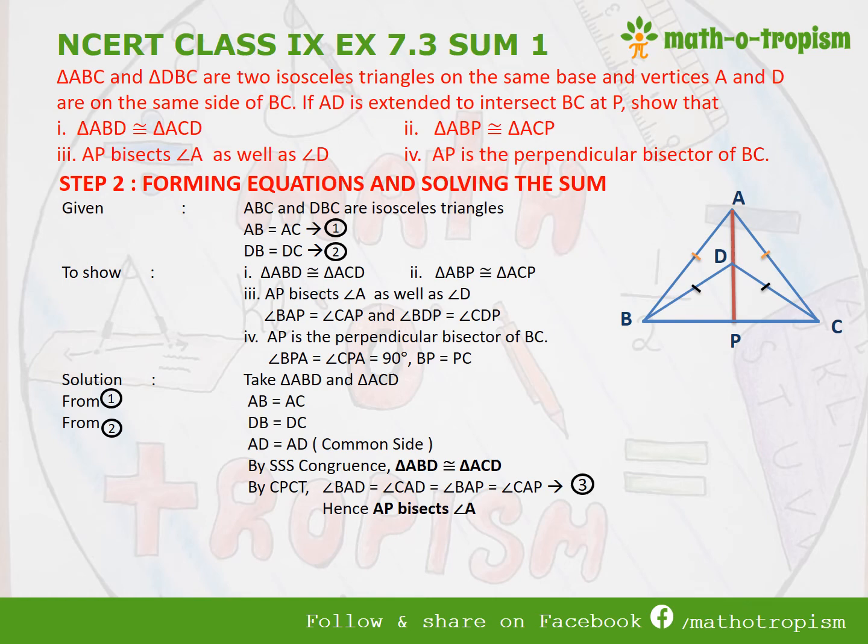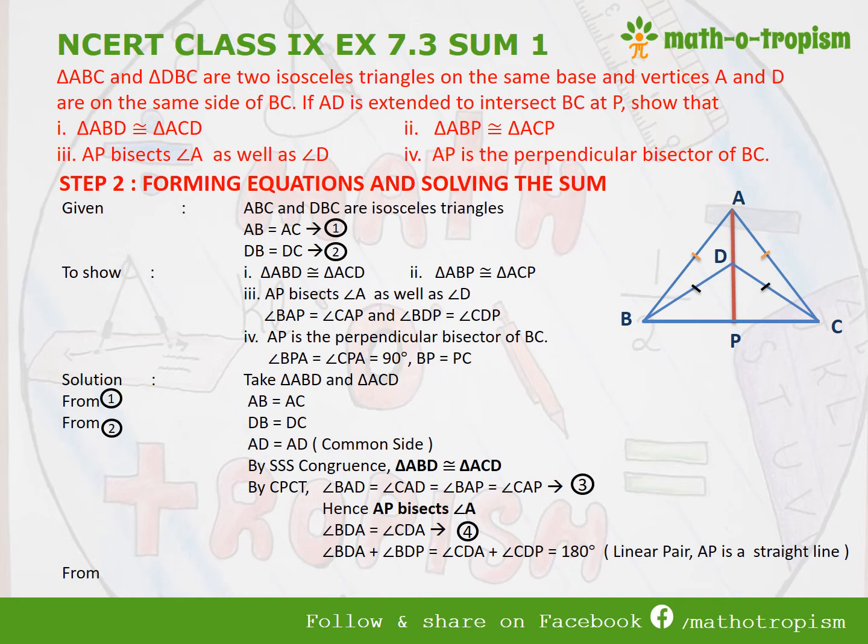Similarly, we'll take the other angle with respect to D. So angle BDA is equal to angle CDA. We'll keep as equation 4. And angle BDA plus angle BDP is equal to angle CDA plus angle CDP, which is equal to 180 degrees. Why? Because AP is a straight line, so both these angles make a linear pair.